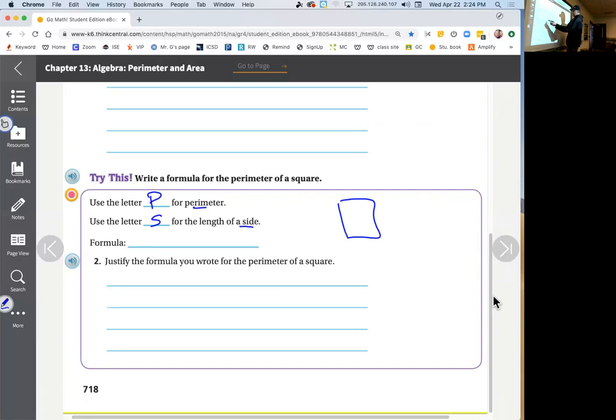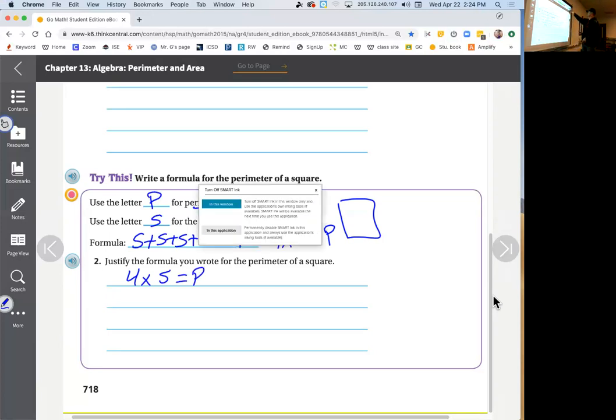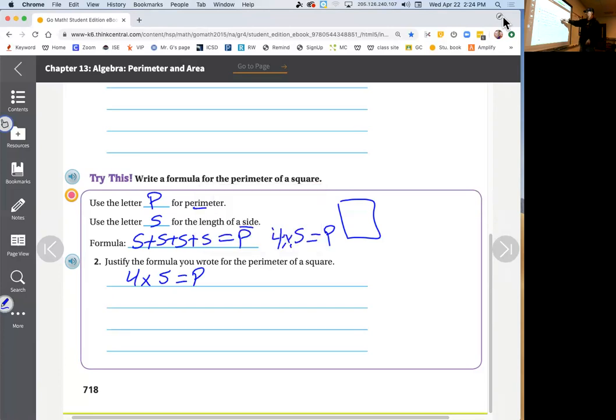So the formula is, you could go S plus S plus S plus S equals perimeter. There is an easier one. Do you remember what the easier one is? The easier one is 4 times S equals P. Now tell me why you can go 4 times S equals P. Tell me why that works. Fill that out right there, okay?